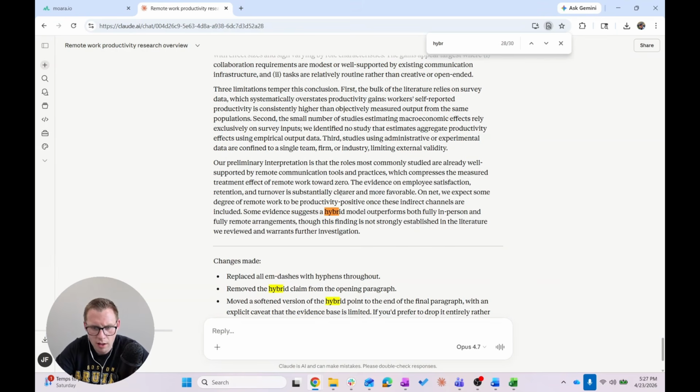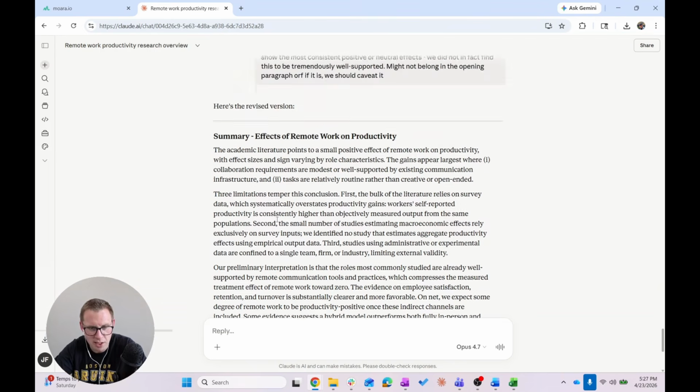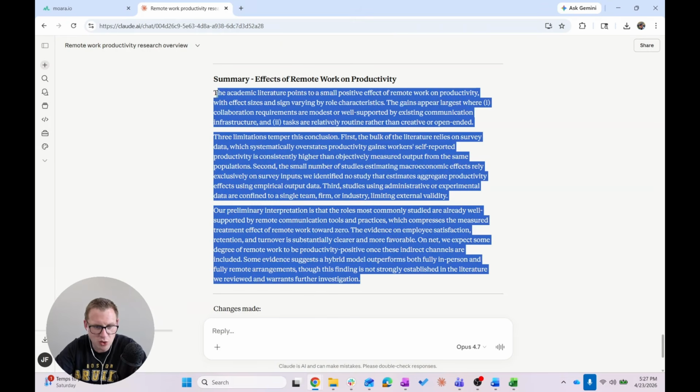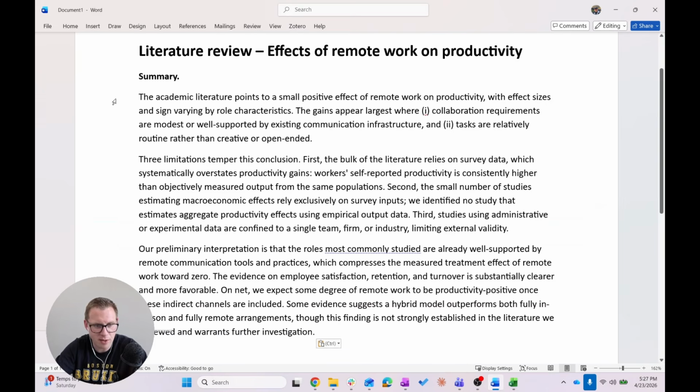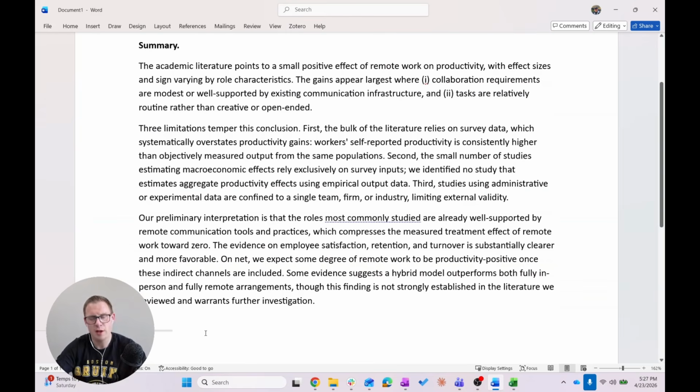Yeah. Evidence on employee satisfaction. On net, we expect some evidence suggests a hybrid model outperforms both. Good. That's where it belongs, in my opinion. Okay. So this is really good. I'm going to replace everything I've got with that. Okay. And again, I would tweak here and there if we had the time now.